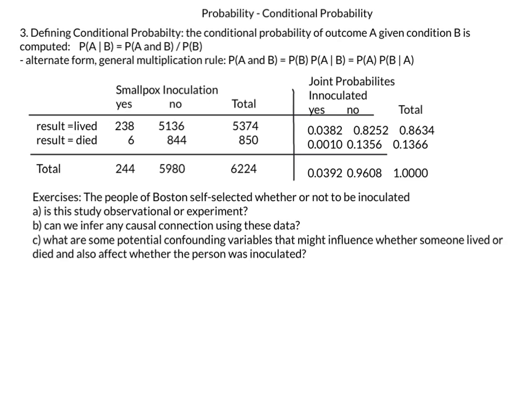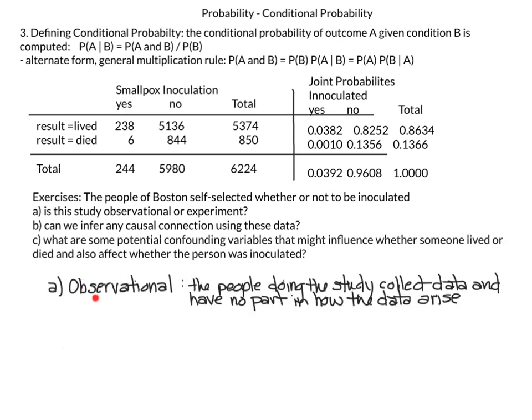A, is the study observational or experimental? This is an observational study because the people doing the study collect data and they have no part in how the data arises. B, can we infer any causal connection between these data? The answer is no, because this is an observational study. C, what are some of the potential confounding variables that might influence whether someone lived or died and also affect whether the person was inoculated?